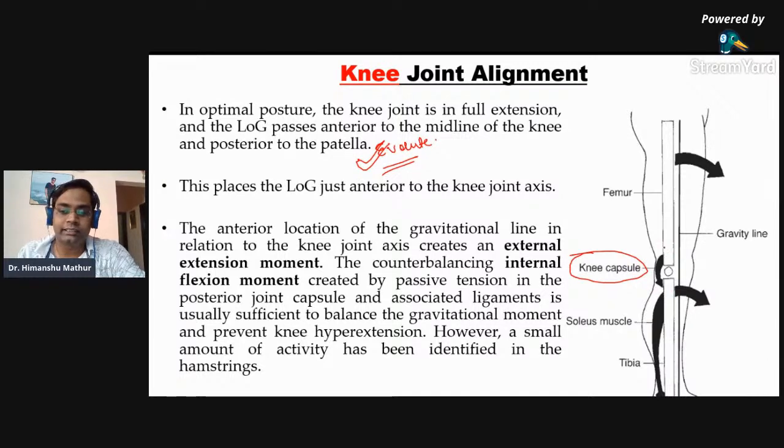Okay, because in this case it will again pull the femur back. So there's again not much action of both the heads of the gastrocnemius, rather the other muscles can work, right? Such as hamstrings.